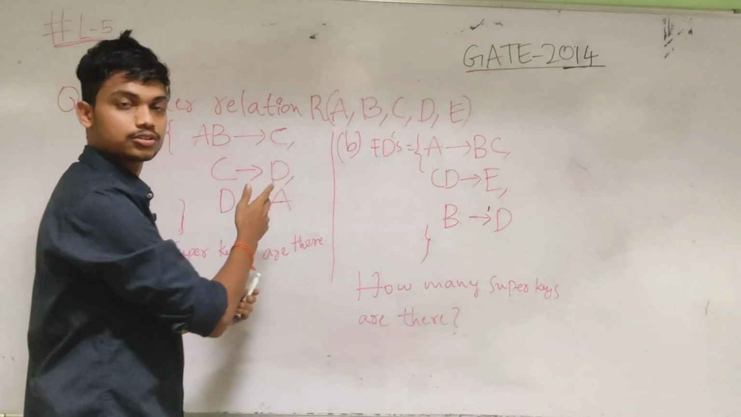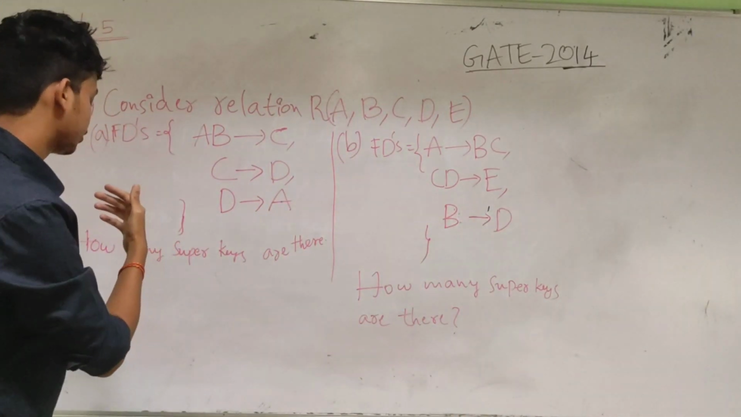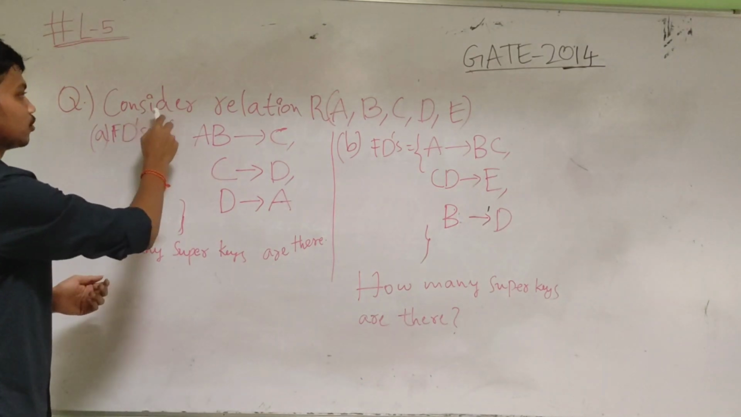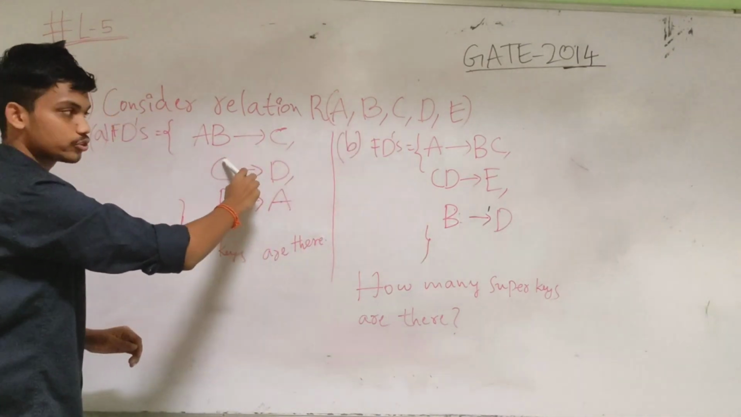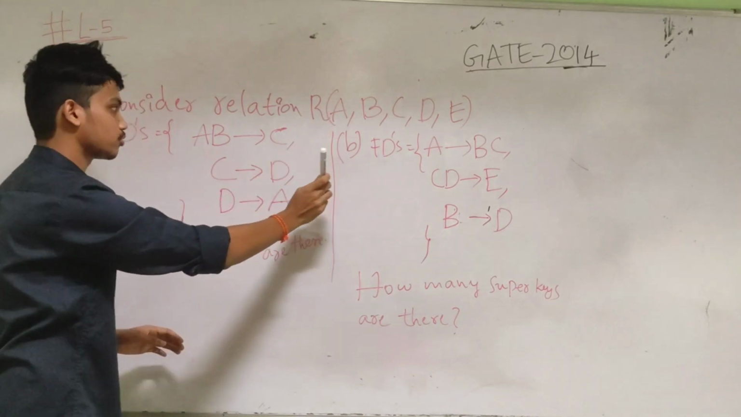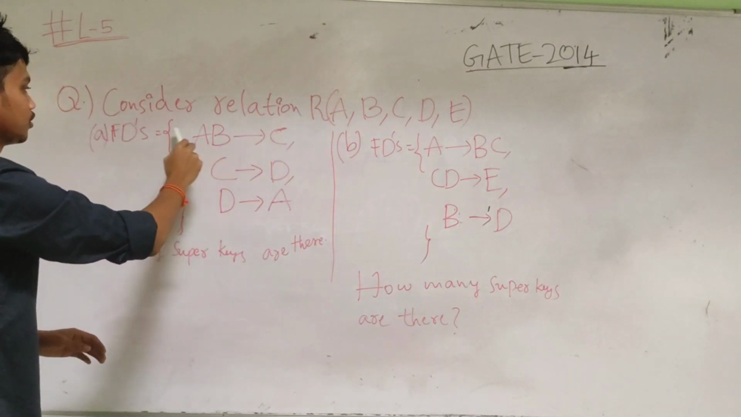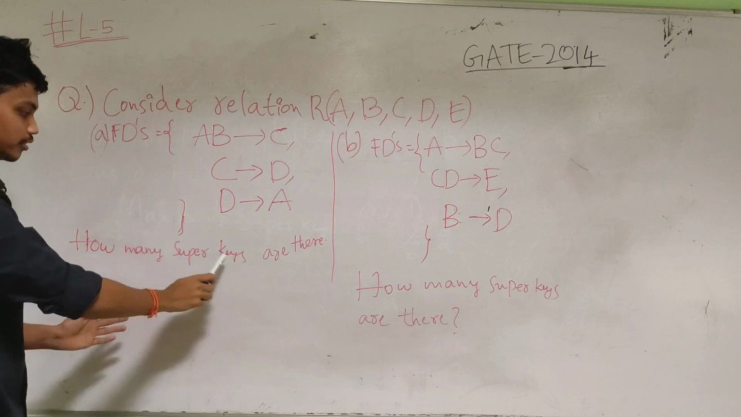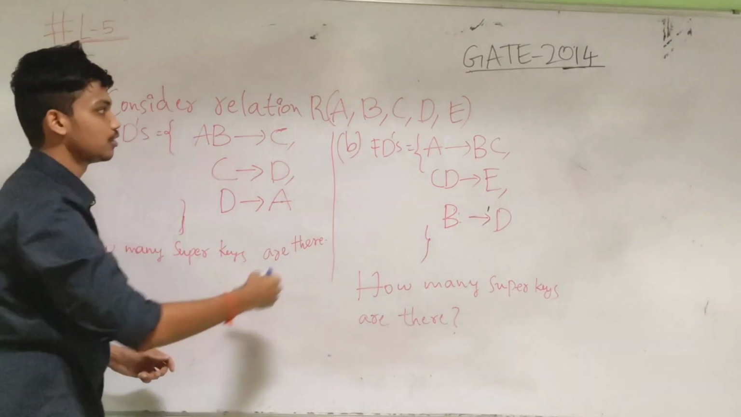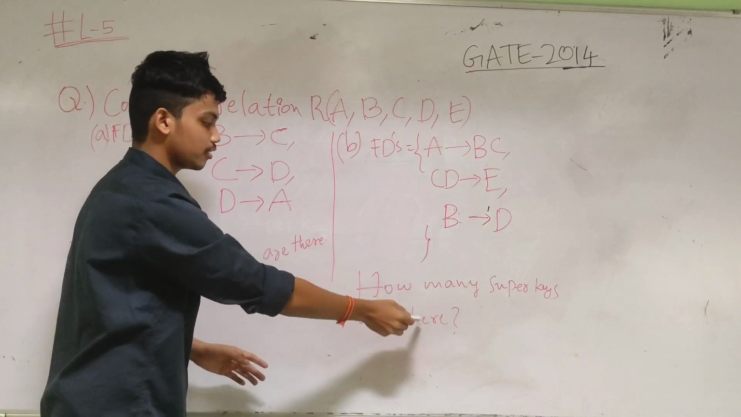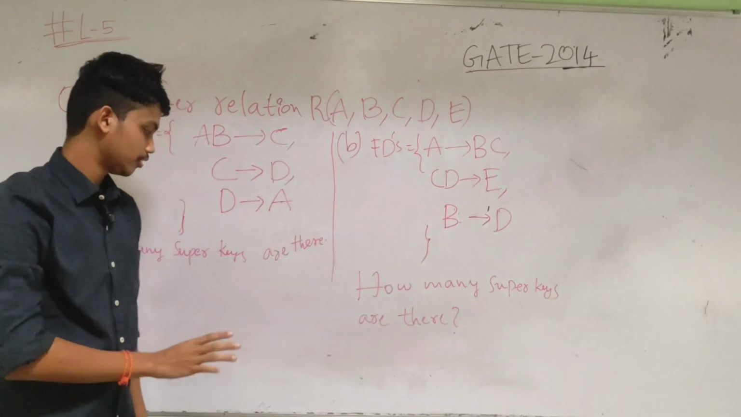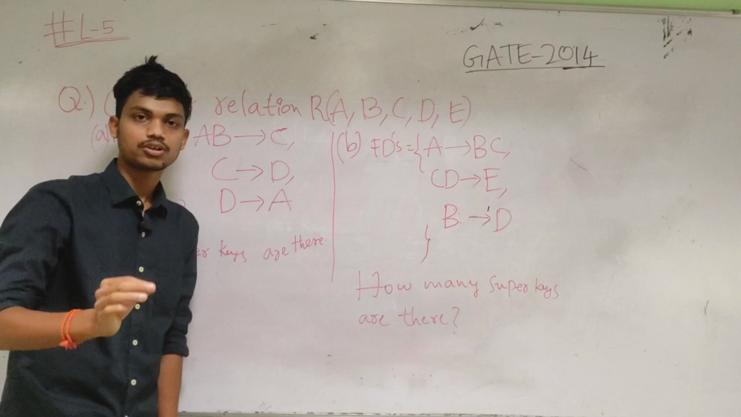Now you try these questions next. These are good questions. I have written it like this, but understand it like this. This part is the same for this question also. The relation is this, and these are the functional dependencies of one question. They are asking how many super keys are there. This is the same relation with different functional dependencies, and again they are asking how many super keys are there. If you can solve these questions, that means your concept is clear.